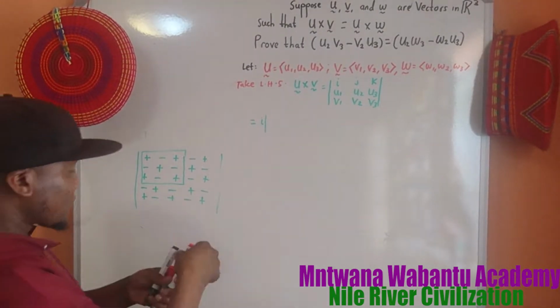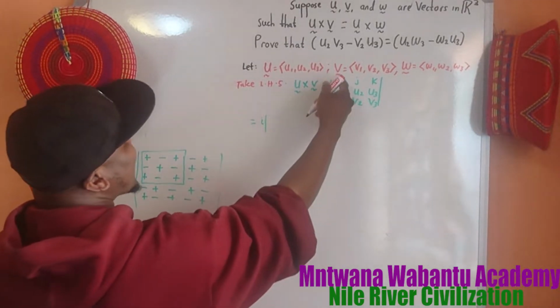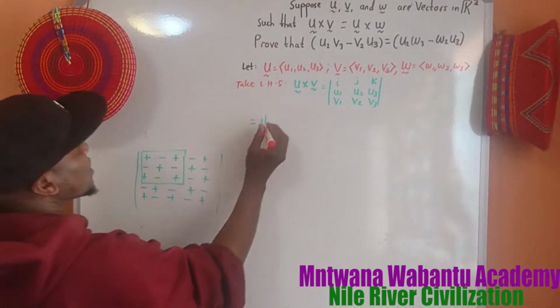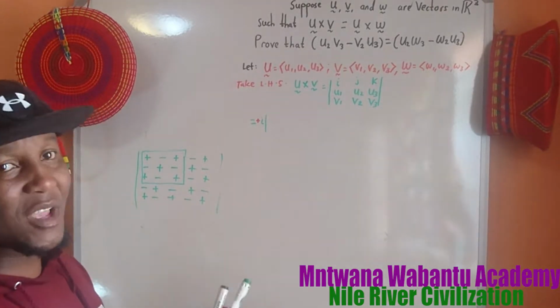So now we say okay. The first number here is i, so i has to be positive. Even if I don't write it, I know it's positive, because whenever you have a positive number, it's positive.